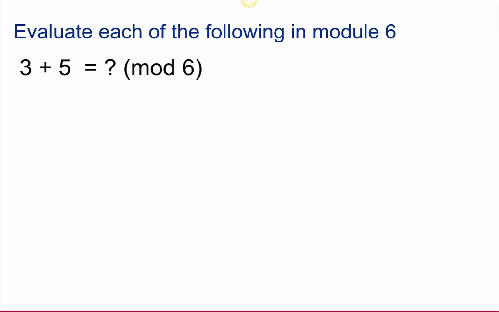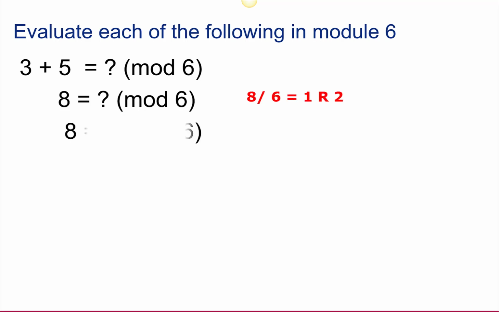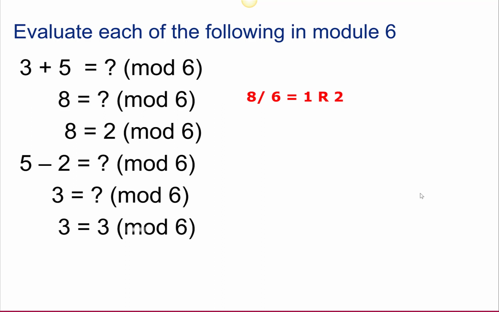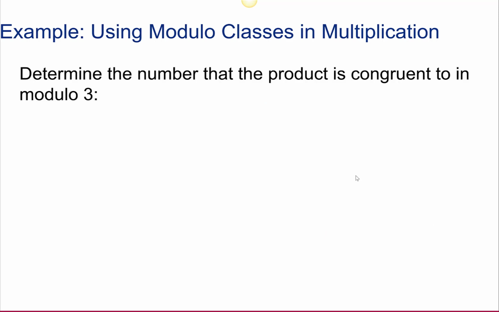Evaluate each of these in modulo 6. So on the left side, the first thing you want to do is simplify the left side. So now we have an 8, so we're going to take the 8 and divide by 6. We get a remainder of 2, so this is congruent to 2 in the modulo 6 system. On the left side, we're going to simplify. We come out on the left side with a number that's less than the modulus, so that's simply the answer to the problem, since 3 is less than the modulus of 6.